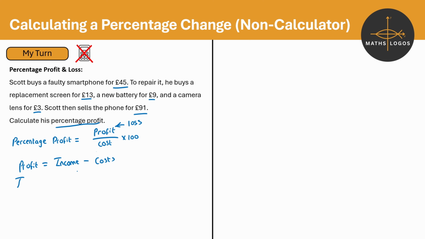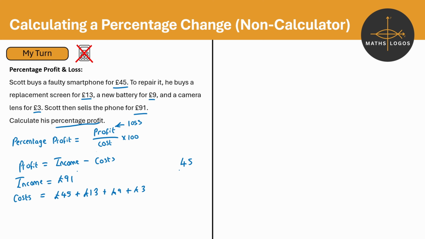The income in this example is how much money Scott got from selling the phone. So it says Scott sells the phone for £91. He doesn't get any other income in that sense. The costs, there are a few different costs in this question. He buys the smartphone for £45, so that's a cost. And then all of the replacements are also costs. So to repair it, he buys the replacement screen, that's £13 of costs, the new battery, and the camera lens as well.